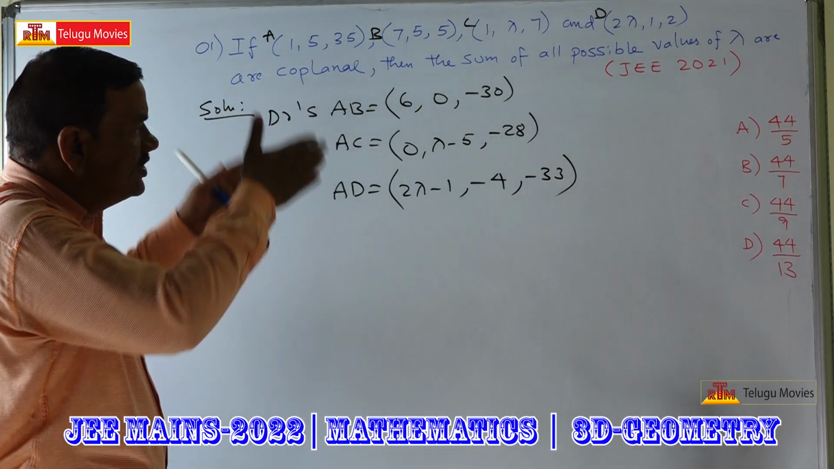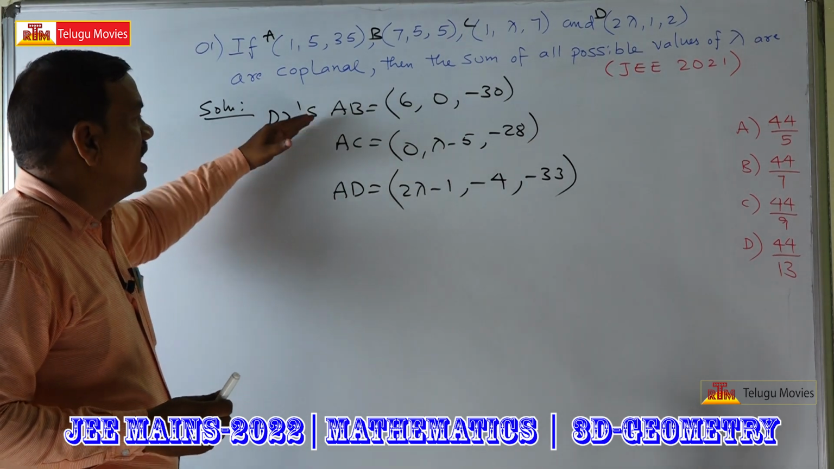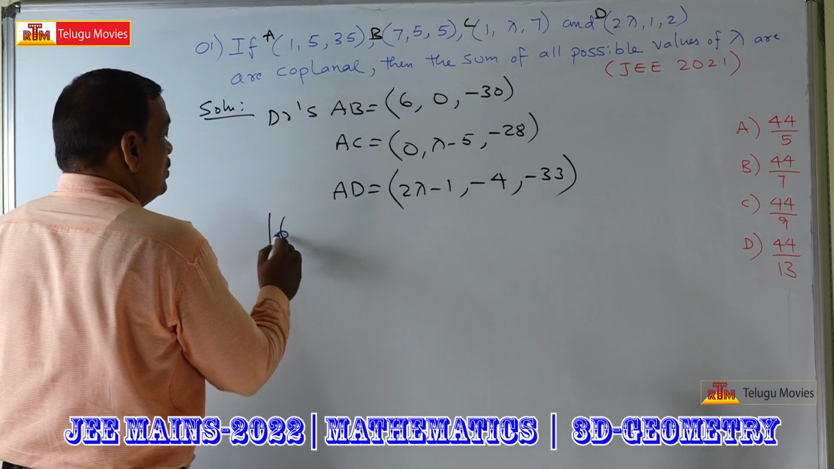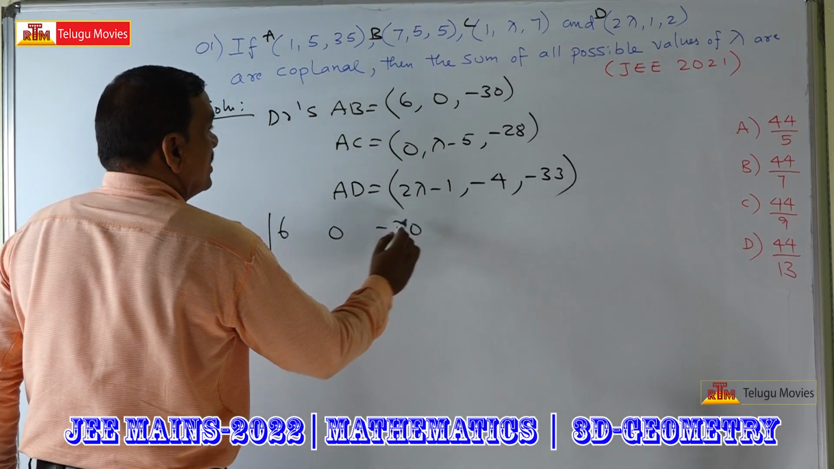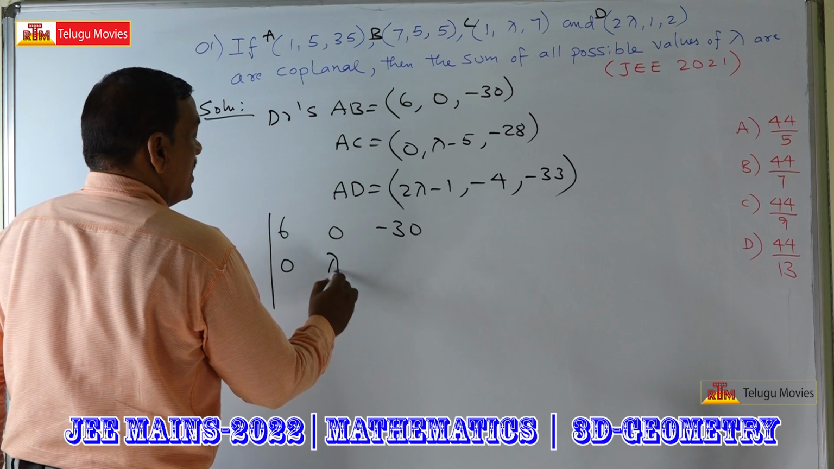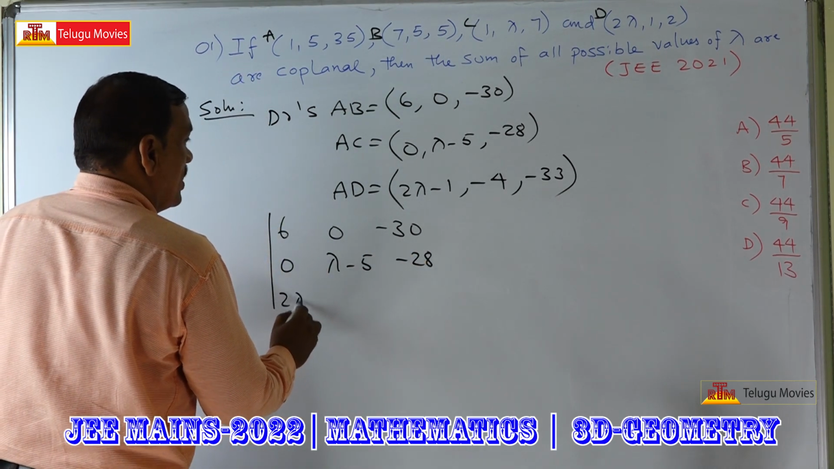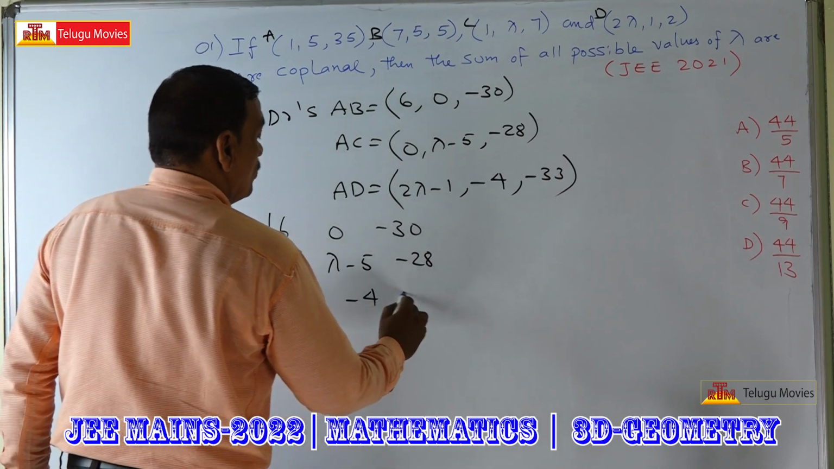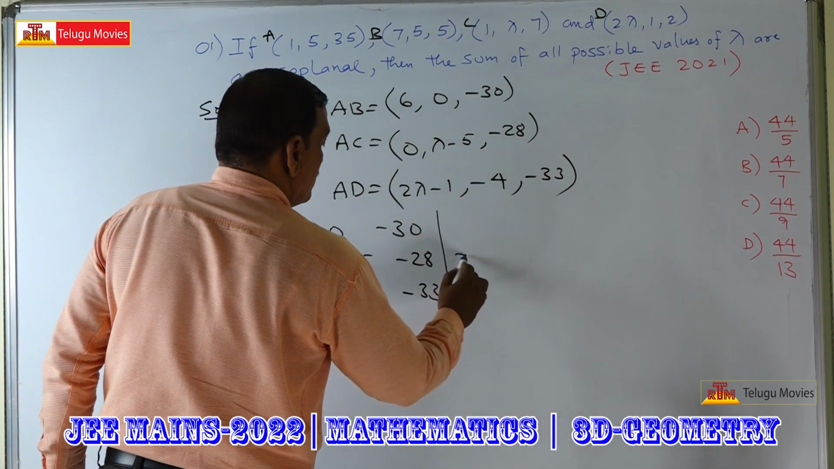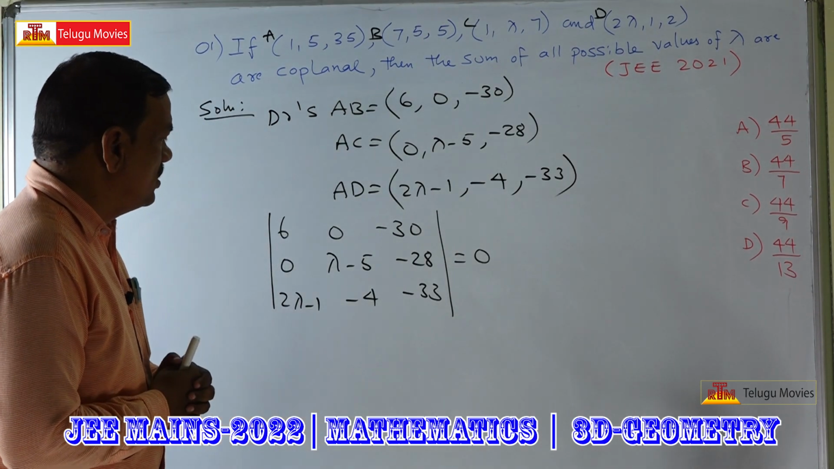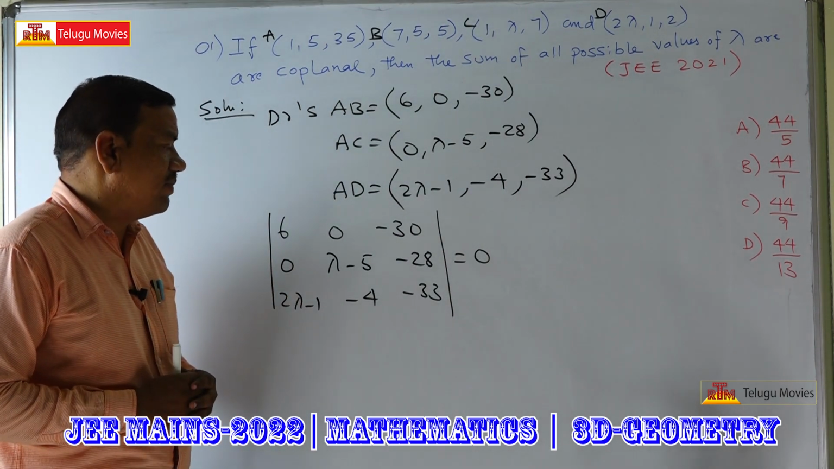So, I told already its determinant is equal to 0. Why? AB, AC, AD are all coplanar. So, that determinant value is 0, 6, minus 30, 0, lambda minus 5, minus 28, 2 lambda minus 1, minus 4, minus 33. Its determinant value is equal to 0. You can find out the determinant directly.